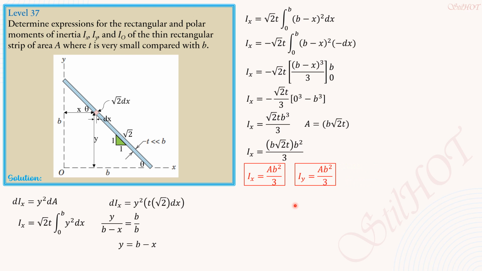Then the polar moment of inertia is simply Ix plus Iy. Io is Ix plus Iy, so it is just double this value. So Io is 2 A b squared over 3. So that's it, and I hope that you were able to follow the explanations for the solution of moment of inertia of strips that are very thin.